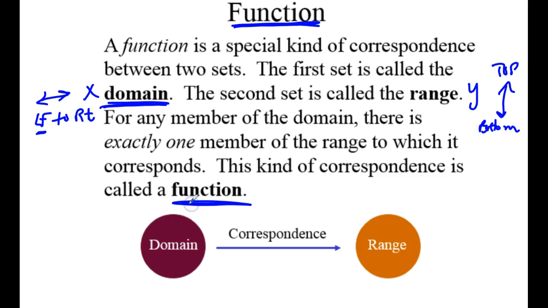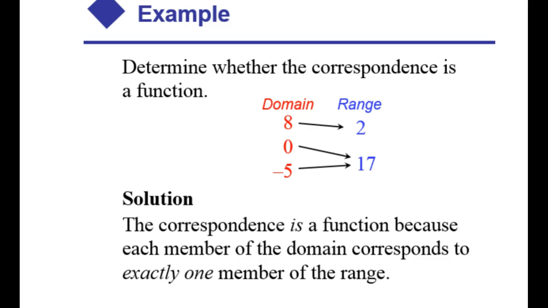So if I have exactly one member of the range to which it corresponds to the domain, then we say it's a function. So for every x, there can only be one y. For example, this 8 always goes to a 2. 8 doesn't go to anything else besides a 2. Now 0 goes to 17, but 0 doesn't go to anything besides 17.